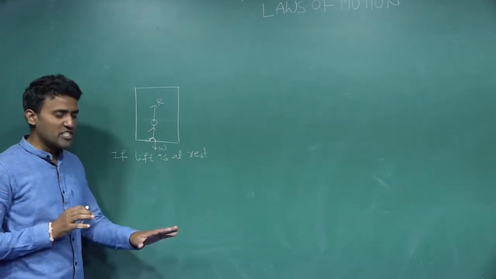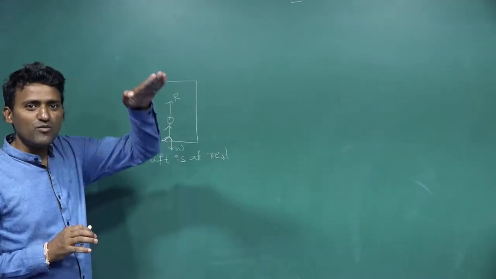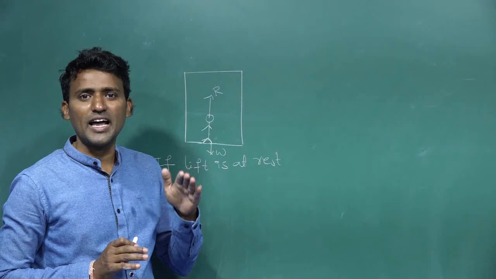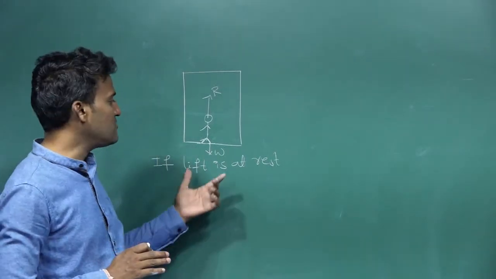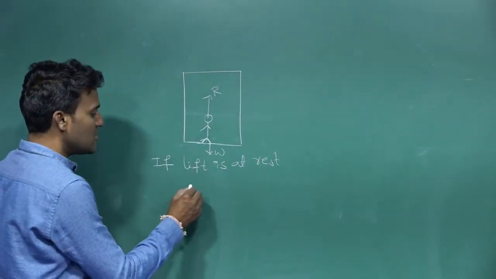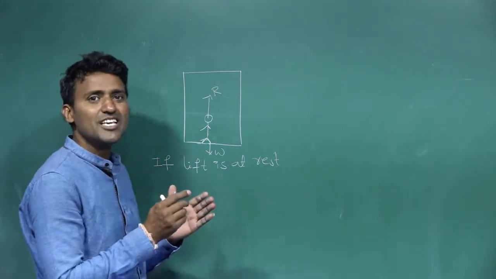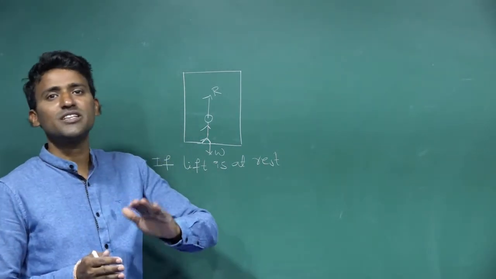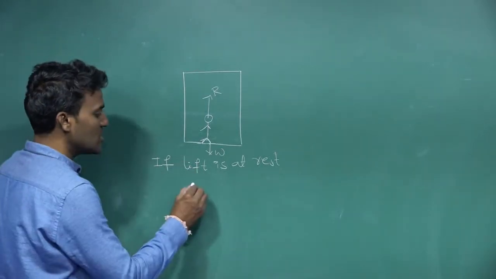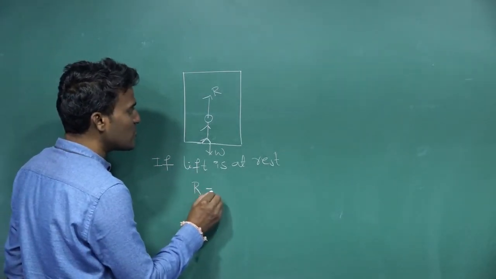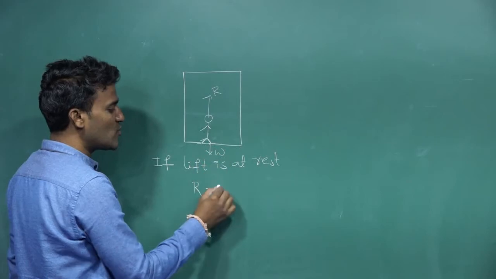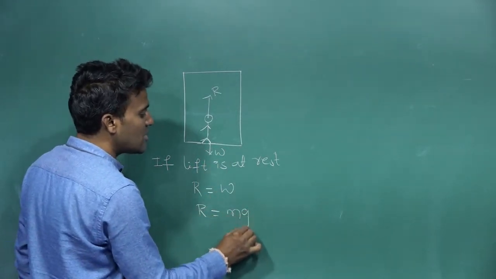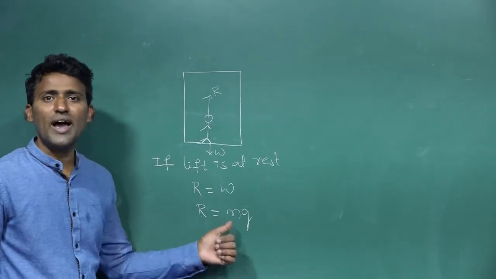Now the lift is not going upward and not moving downward. When the lift is at rest position, the upward force is equal to the downward force. It is the balanced force. So R is equal to W, the upward force is R and the downward force is W. Here W is equal to mg. Apparent weight is equal to actual weight.